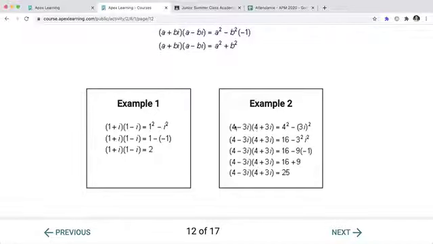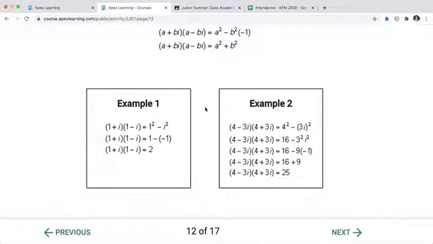If we look at example 2, we've got 4 minus 3i and 4 plus 3i. Again, same numbers, different sign between them. I'm left with 4 squared minus (3i) squared. I can distribute that square to both the real part and the imaginary part. So it's 3 squared times i squared, or 9 times -1. Then those negatives cancel out, so I'm left with 16 plus 9, which gives me 25.